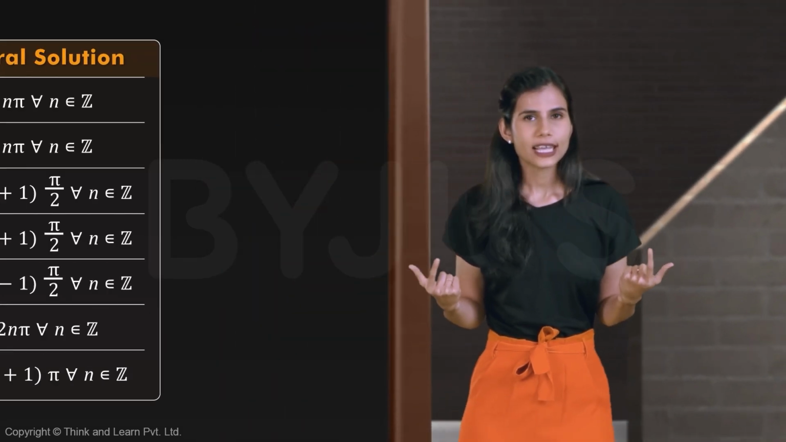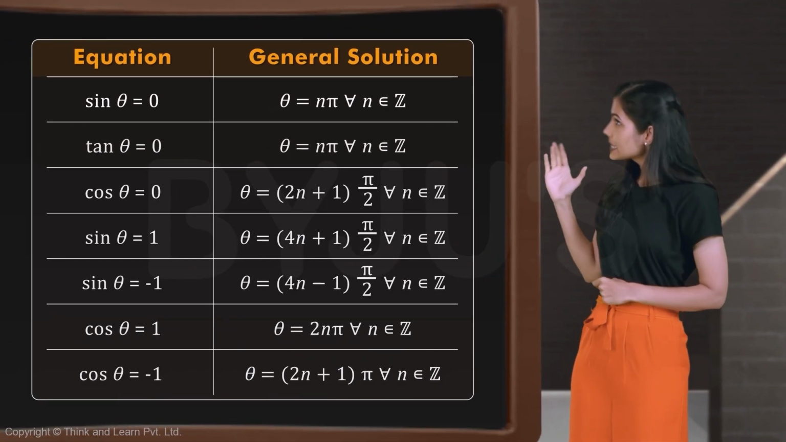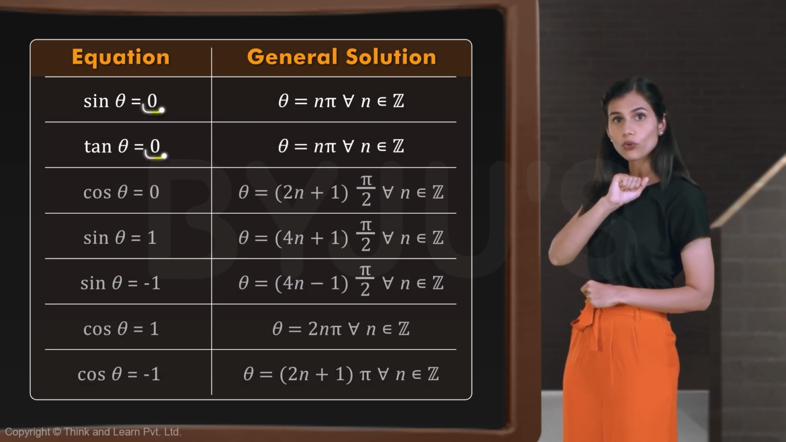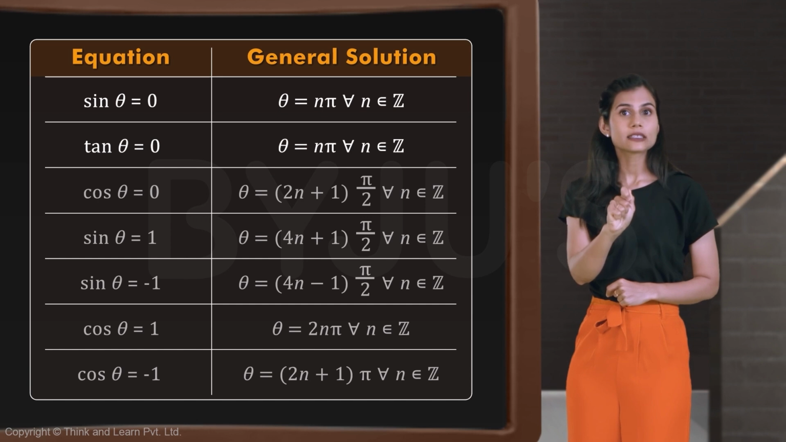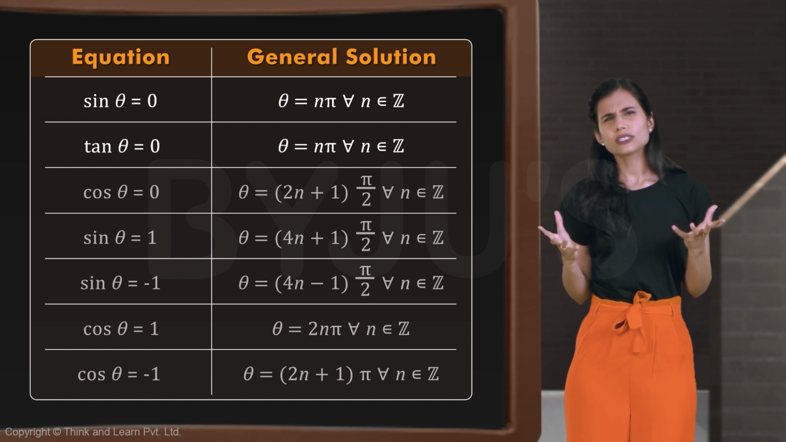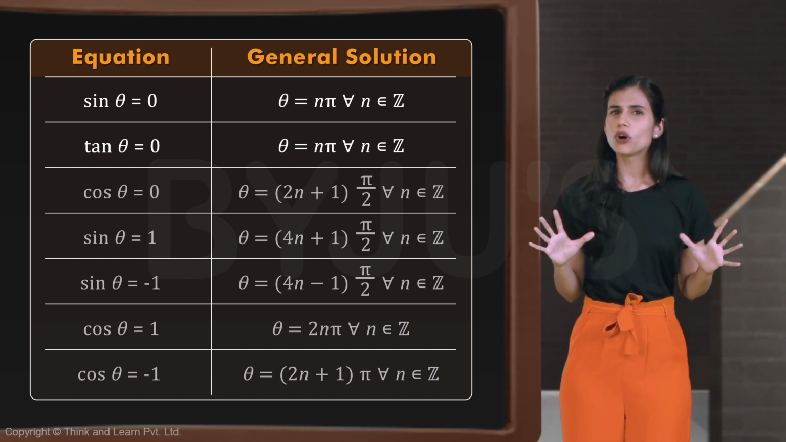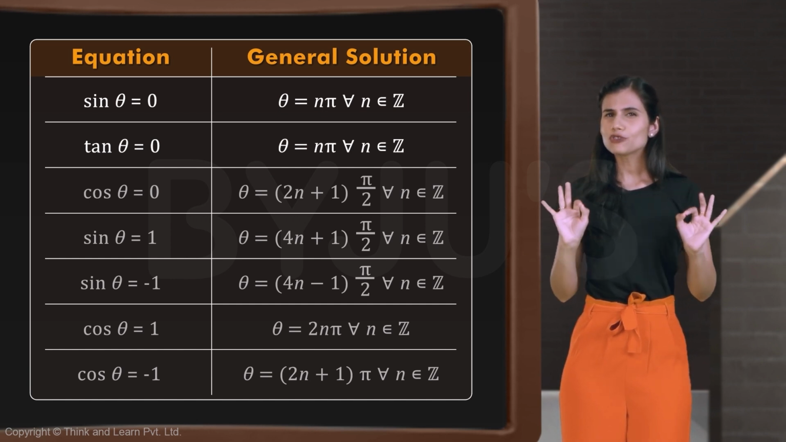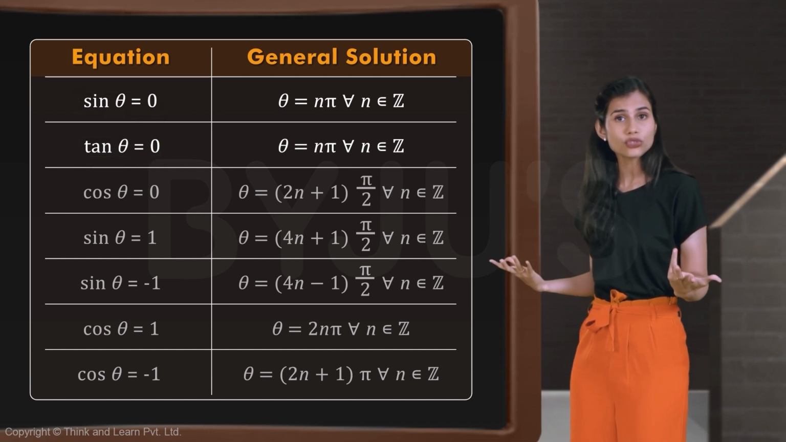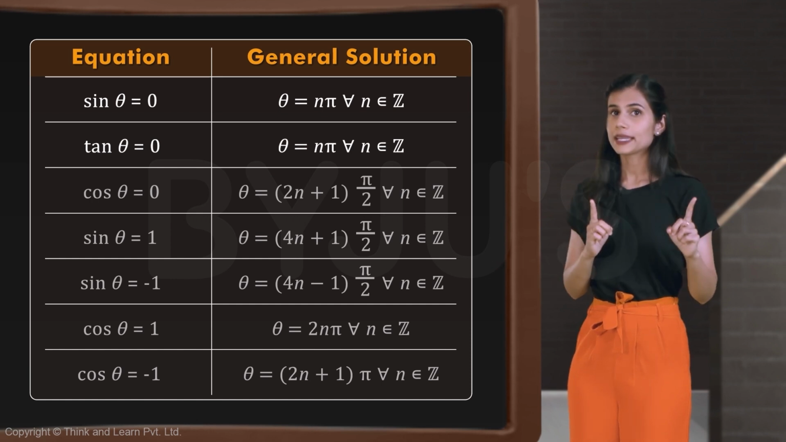Easy, right? With this, we have seen the general solutions of some of the most frequently used standard equations. Let us revise them quickly. See, first of all, recall that sine theta and tan theta both are equal to 0 for the same angles, which are what? Integral multiples of pi. Now, of course, graphically we have justified this, but you know what? There is another more intuitive explanation for both these equations to have the same general solution. What is it? Hear me out.